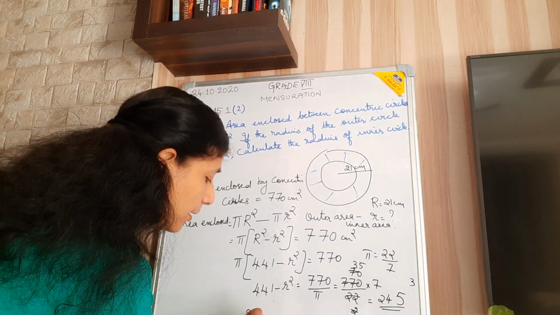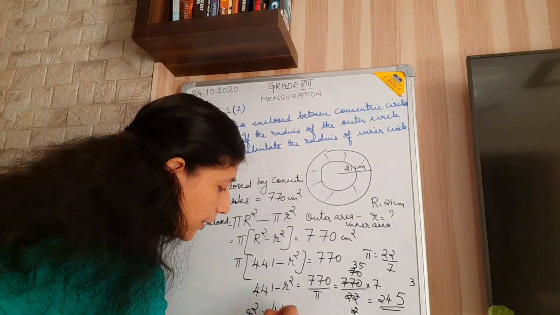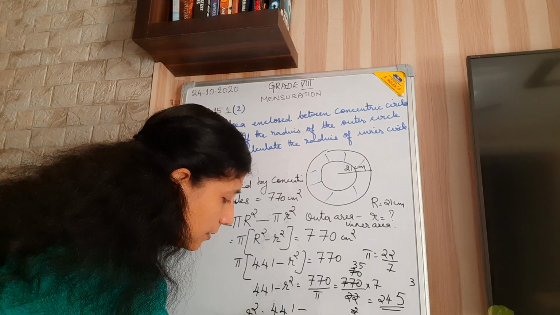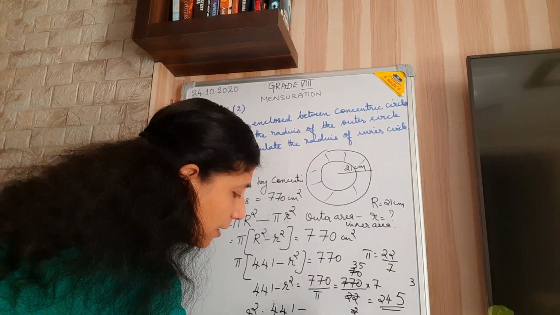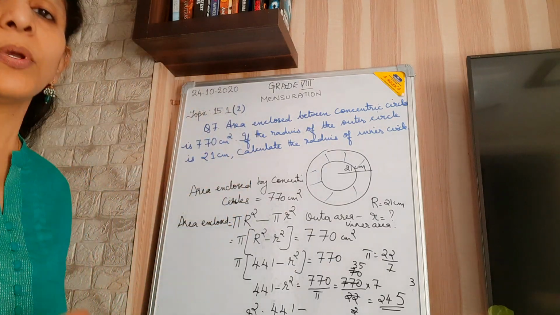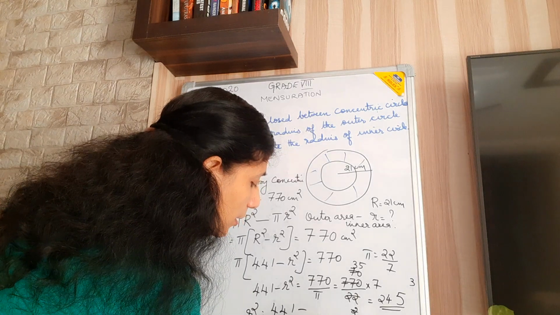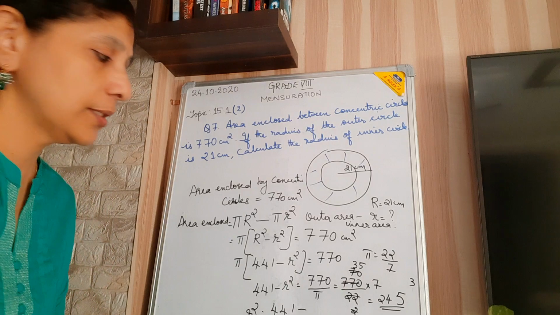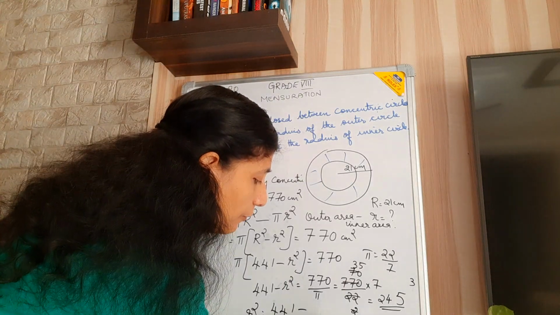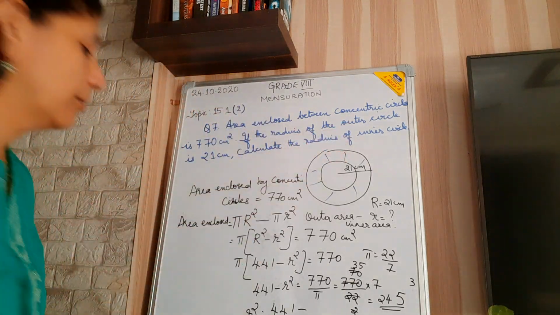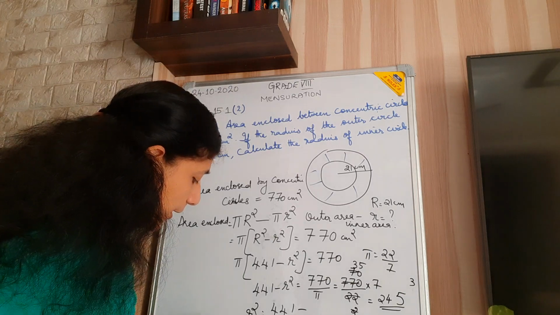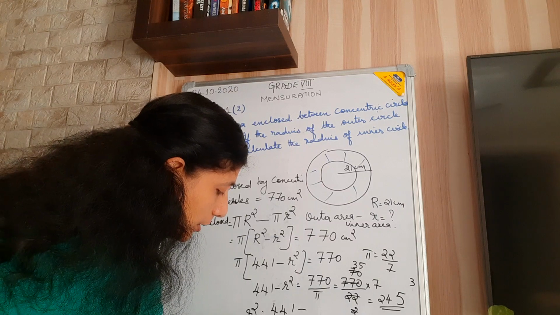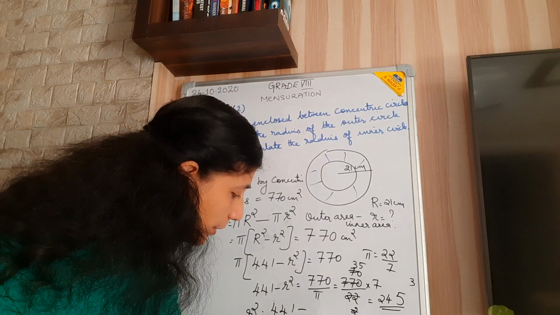So what is r square? R square is 441 minus 245, that is 196. So what is r? Square root of 196. You know the square root of 196 is 14, isn't it? 13 squared is 169, so it is 14 centimeter. So the radius of the inner circle is 14 centimeter.